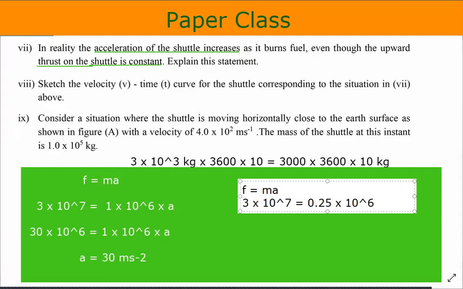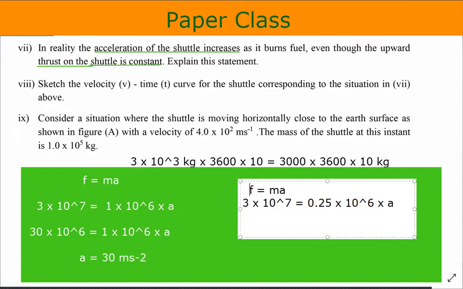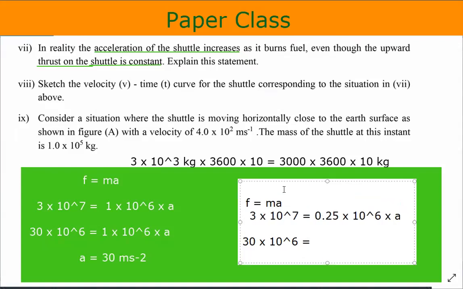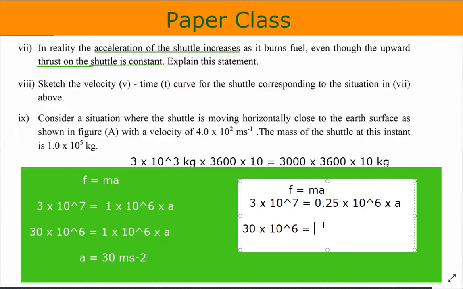So what has happened to the mass there? The mass is reduced. I'm really happy when students ask this kind of question. Can you explain again? We didn't understand how the acceleration changed. Right now, as usual, I write this 3 into 10 to the power 7 as 30 into 10 to the power 6, right? And 0.25, simple maths. Maths people, how do we write 0.25 in mathematical calculations? 25 over 100. Yes, or can't we write 1 over 4, sir? 1 over 4?